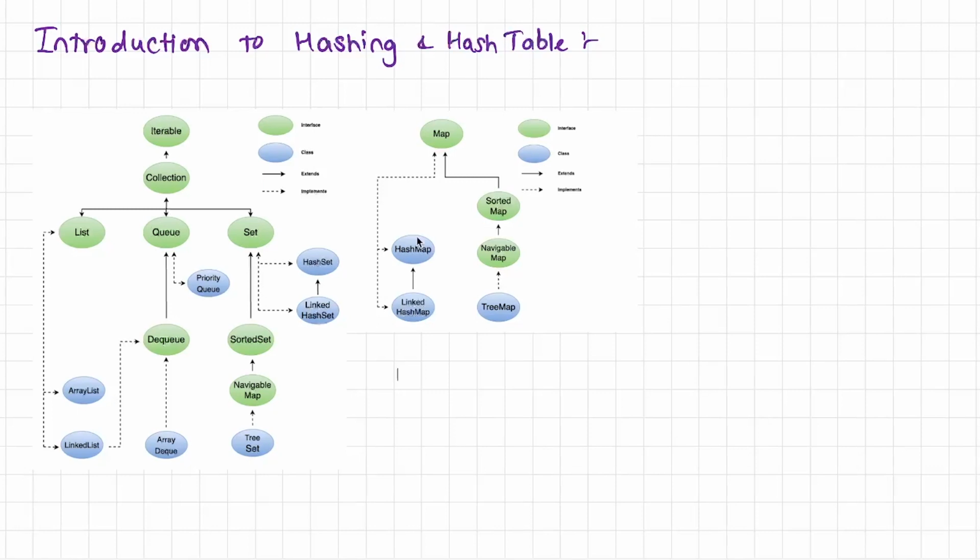And similarly, if you look at the map interface, there are two classes that implement the map interface. One is HashMap and the second one is LinkedHashMap. And these two classes also implement hashing internally. So this means it is very crucial to understand what is hashing in order to understand how HashSet, LinkedHashSet, HashMap and LinkedHashMap work internally.